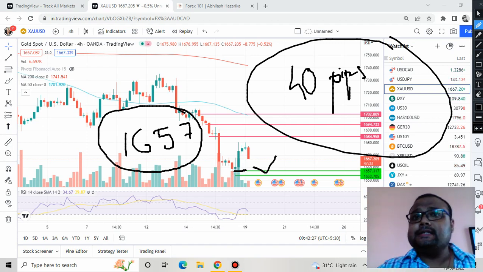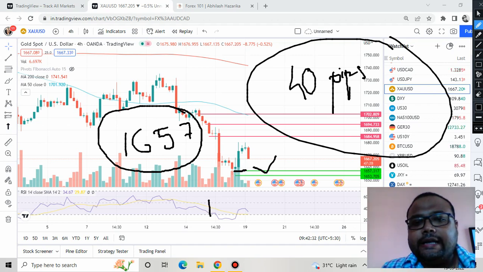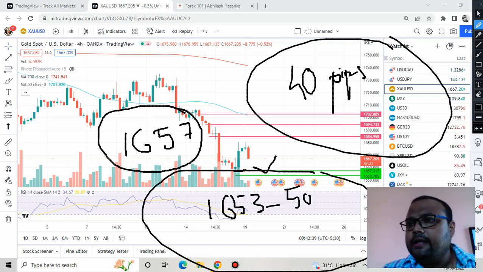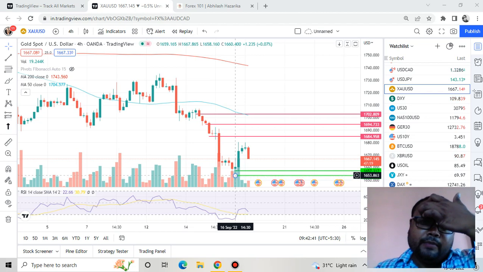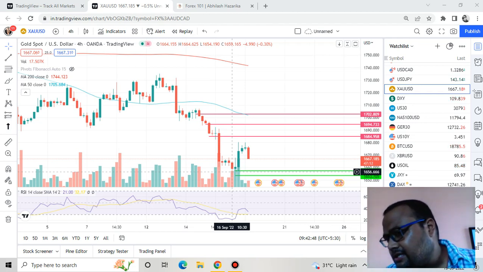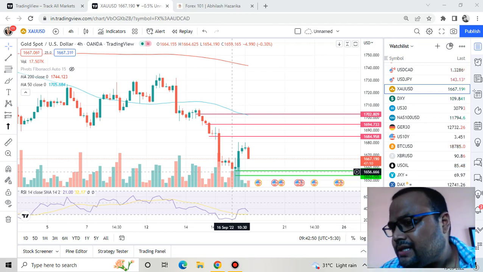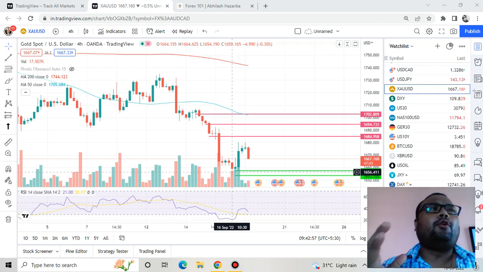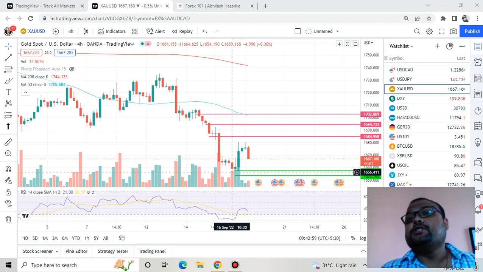In case the selling pressure is high enough, then the next support level will be around 1653 to 1650. Why are we considering this level? Because you can see that from 1653 the market has shown some sort of price rejection, not a very strong price rejection, but some sort of rejection. So it shows us that some buyers are present around this level. So again, we can expect an upside of 40-50 pips if the selling pressure is not high enough.